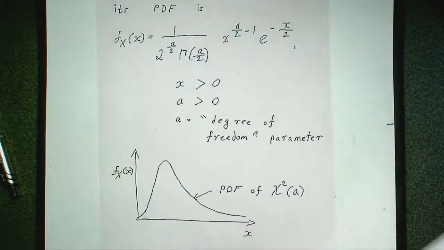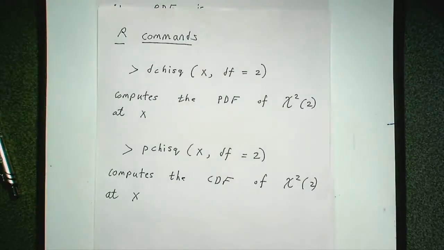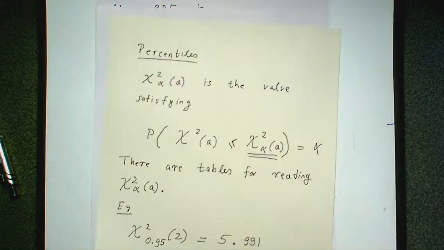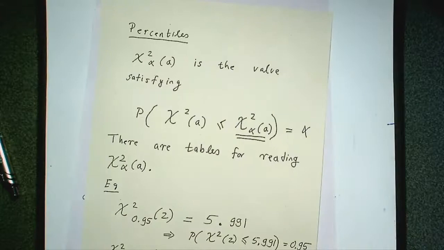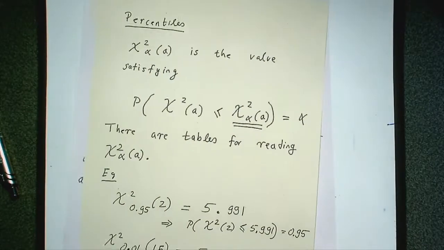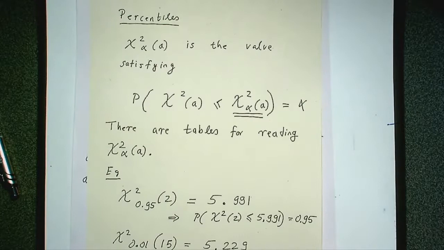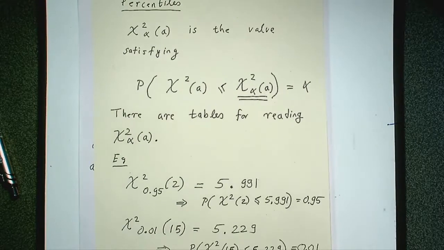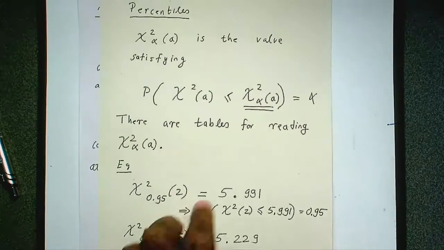squared. And these are the R commands for computing the PDF and the CDF of a chi-square distribution. And these are percentiles of a chi-square distribution. And this will be useful later. And I showed you a table, didn't I? I showed you a table which can be used to read these values.